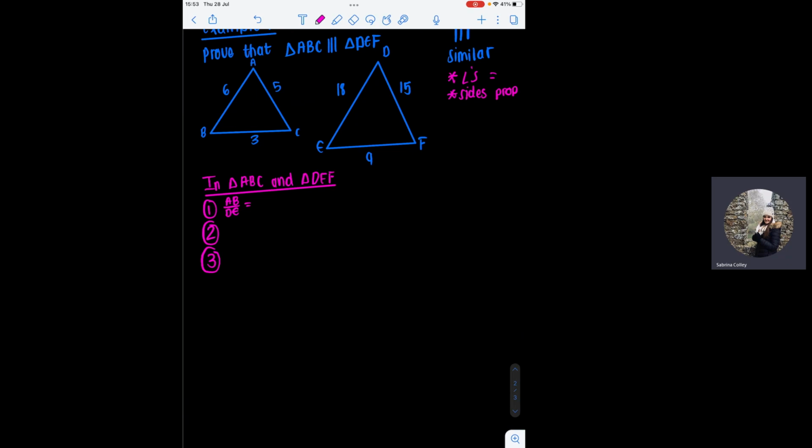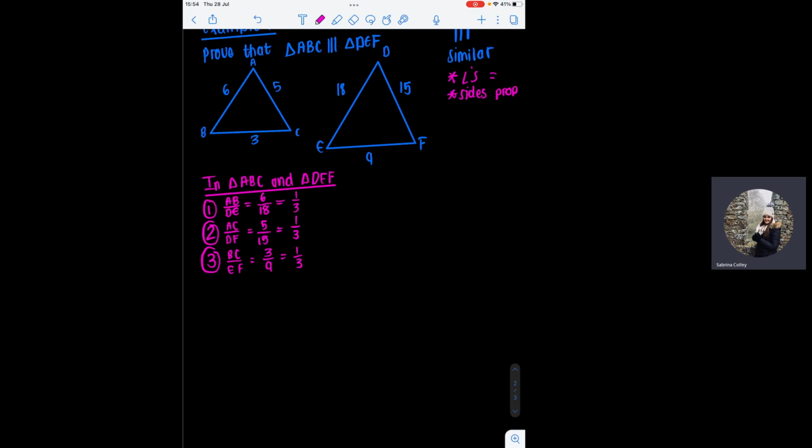All right, so then I would say it would be 6 over 18. And if I work out what 6 over 18 is, then I would get 1 over 3, sorry, so a third. Okay, so far we're fine. Let's check the second one. So we're going to say, okay, AC over DF. So those corresponding sides, are they in proportion? So I've got 5 over 15, which is also going to be a third. Then I look at that last line, so last side, BC over EF, and I get 3 over 9, which is also a third.